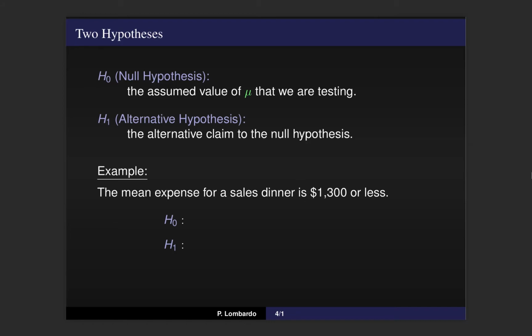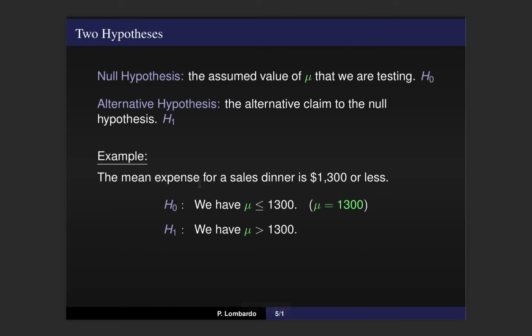One thing to keep in mind in traditional statistics textbooks, the null hypothesis is going to be associated with the claim that uses an equality, right? So for example, the mean expense for a sales dinner is $1,300 or less. Inside of this claim is the possibility that it's equal to $1,300. So this claim itself, the mean expense, which is our mu, is less than or equal to 1,300. We're going to associate that to our null hypothesis.